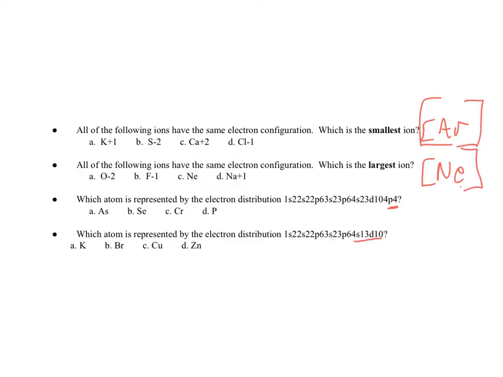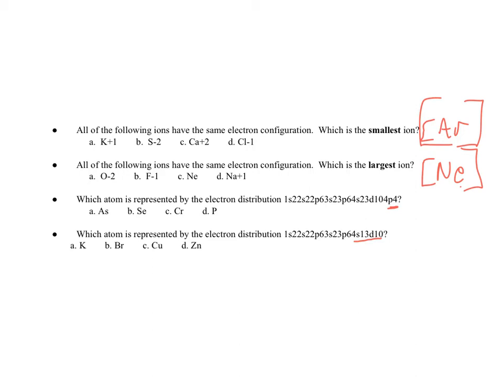Okay, so I'm looking at this, and it says they have the same electron configuration. That means they have the argon core, right? Chlorine has gained an electron, sulfur has gained 2 electrons, potassium has lost 1, calcium has lost 2.